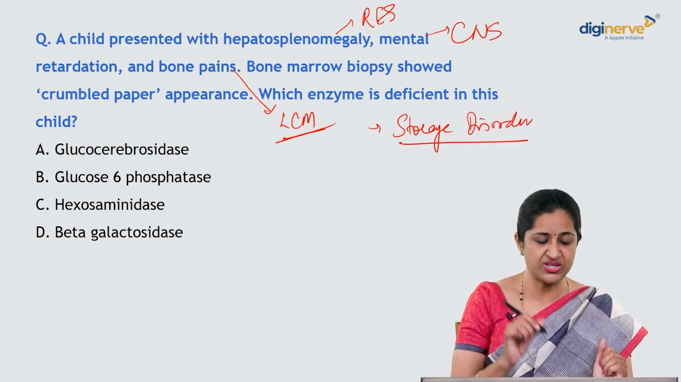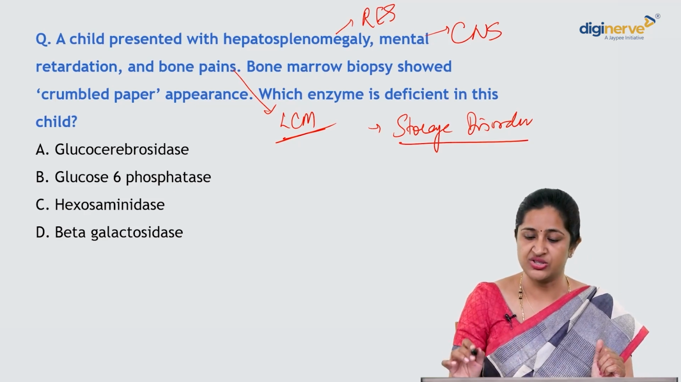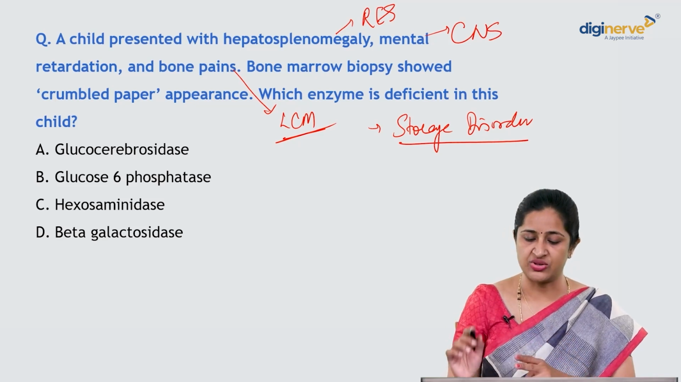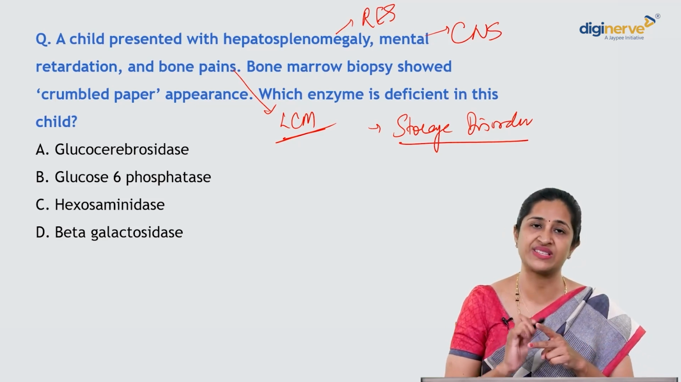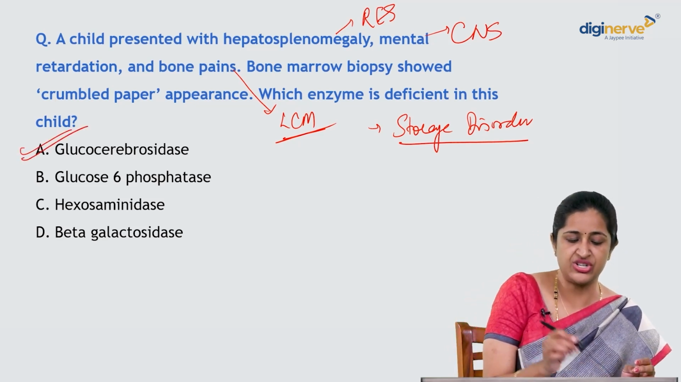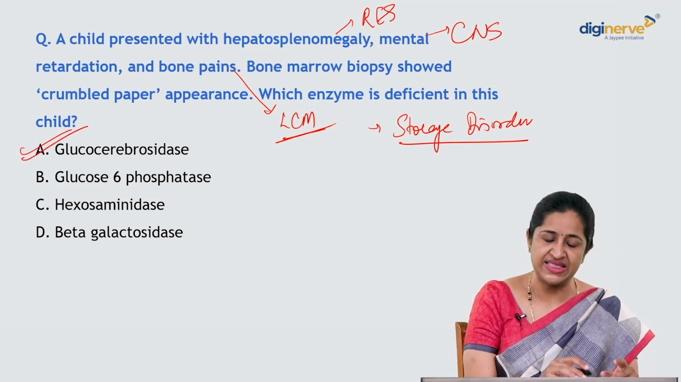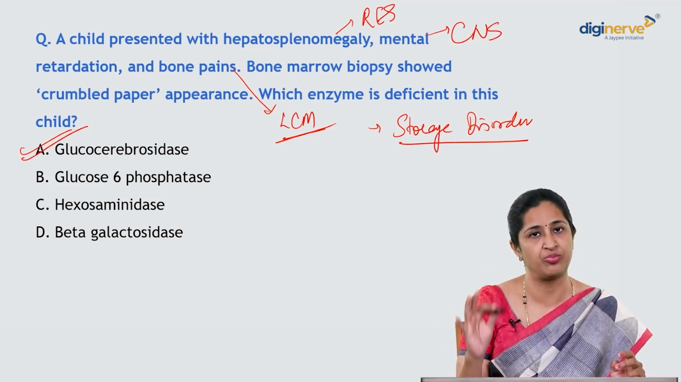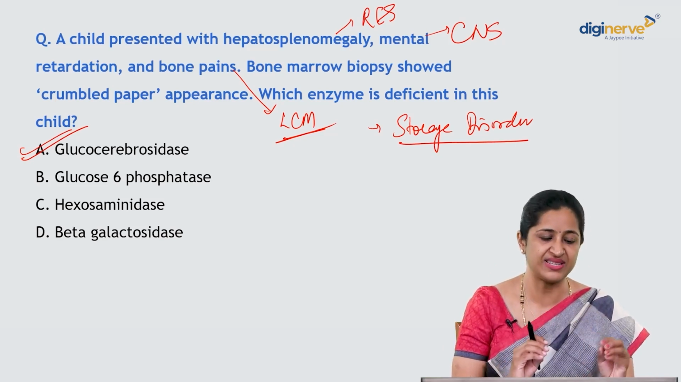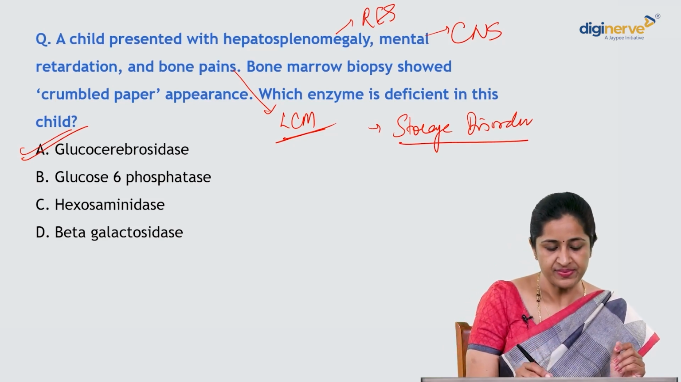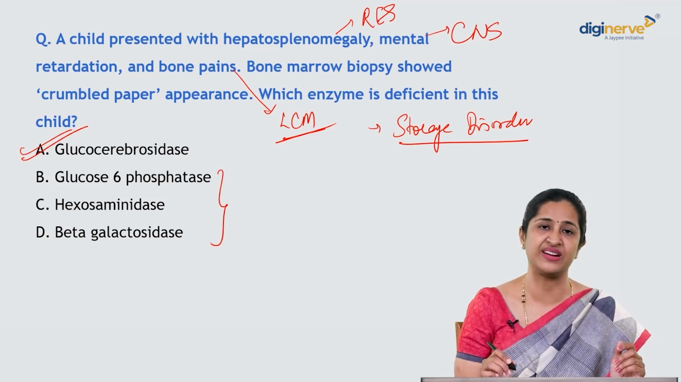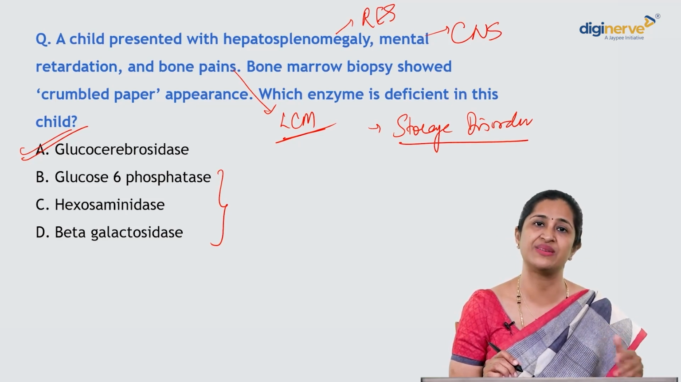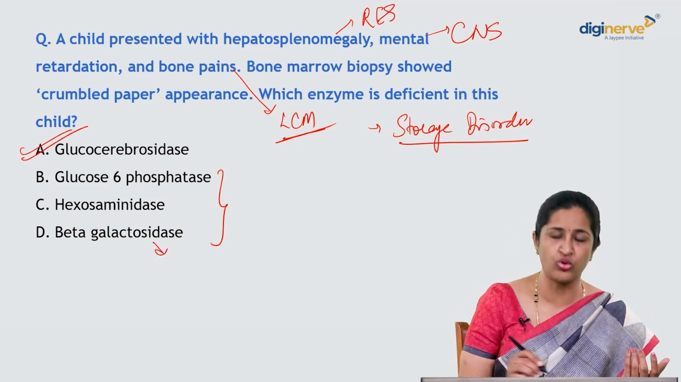Your diagnosis is which storage disorder has this condition. So you have CNS as well as reticuloendothelial system involvement. The classical storage disorder where you have this crumpled paper appearance is the deficiency of glucocerebrosidase. This is the storage disorder where you will have hepatosplenomegaly, mental retardation, bone pains, and the bone marrow showing a classical crumpled paper appearance. Again, in none of these other three conditions are you going to have this. One is a hemolytic anemia, and the others are all enzymes that are responsible for digestion of glucose and galactose.